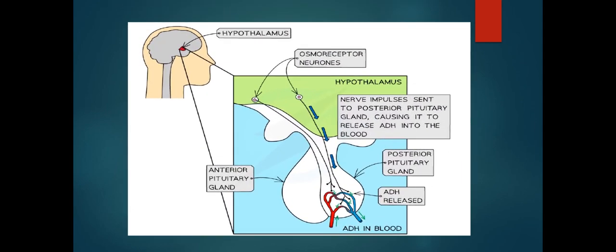And this is how it's done. The hypothalamus detects a change, and therefore it sends signals to the pituitary gland through sensory neurons. When this happens, ADH is released. It goes to the kidney, where more water from the urine is reabsorbed, and the urine becomes more concentrated.